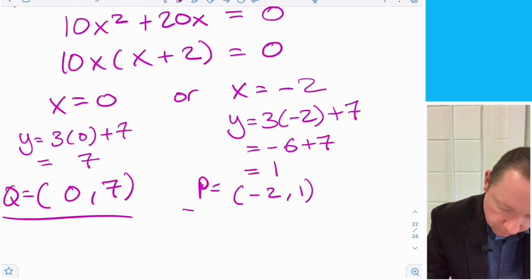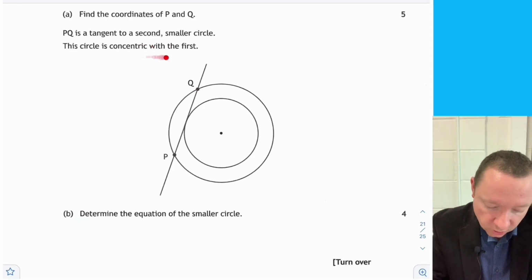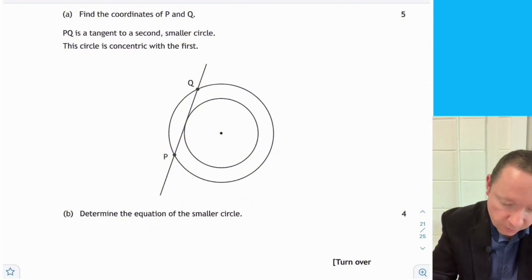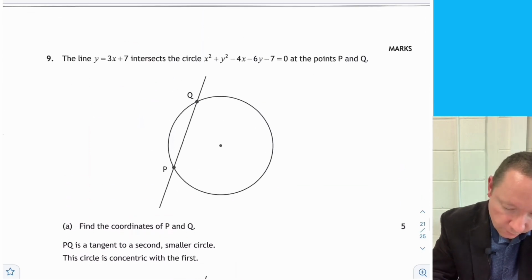Well, part B says PQ is the tangent to a second smaller circle. It's concentric with the first. Determine the equation of the smaller circle. So let's put some information onto this circle. First of all, the centre of this circle. Well, that's just going to be 2, 3, half and half. Switch the signs.